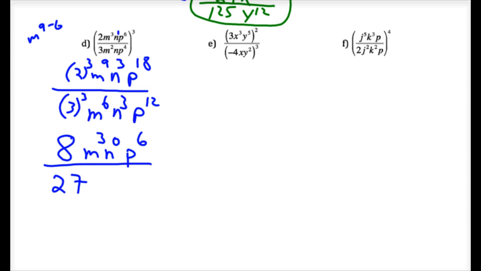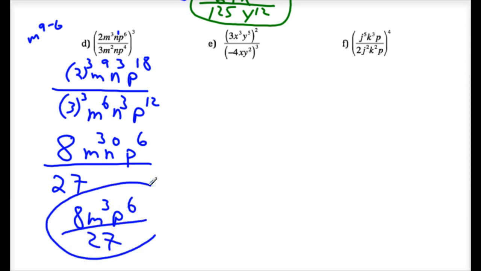Can we rewrite it without the fraction? Definitely. If you need your answer like that, I'm not going to be happy. 8 n to the 3rd, p to the 6th, all over 27. Notice how I centered things a little better: 8 m cubed, p to the 6th, all over 27. What happened to the n's? Well, n to the 3rd power minus n to the 3rd power is n to the 0, which is 1. Right, n to the 0 makes 1, so 1 times 8 is still 8.